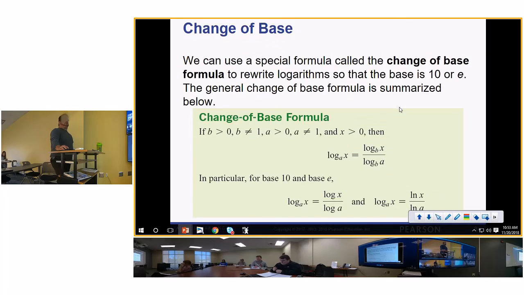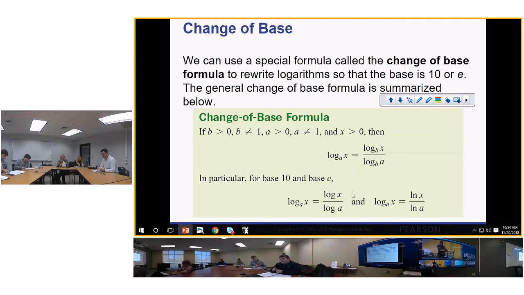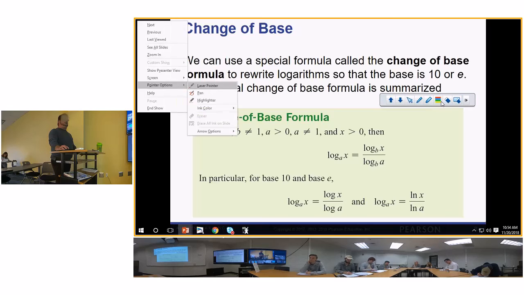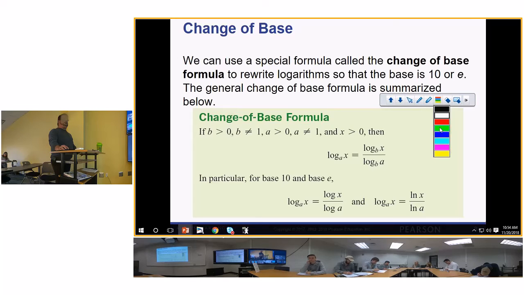There's the change of base formula. All right, this completes all of your logarithmic properties, so write it down. There it is. I'll tell you what, just write it down like this right here, because most of your problems will be like this down here. Okay?